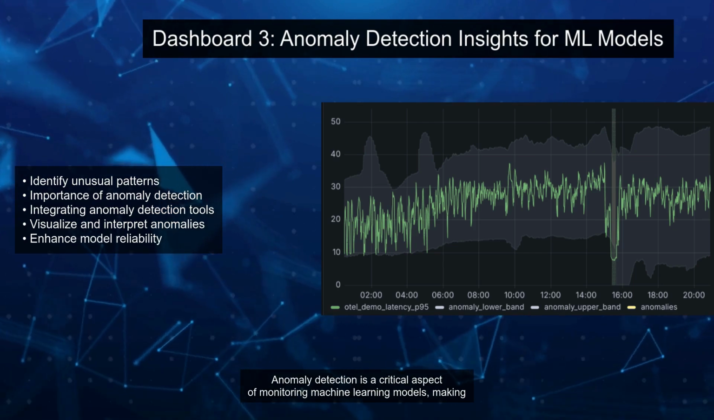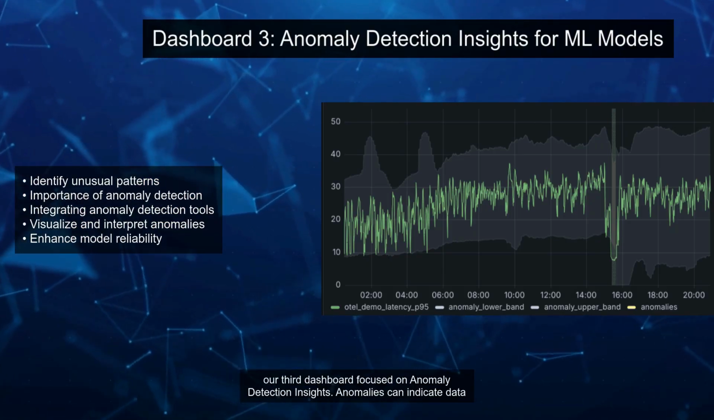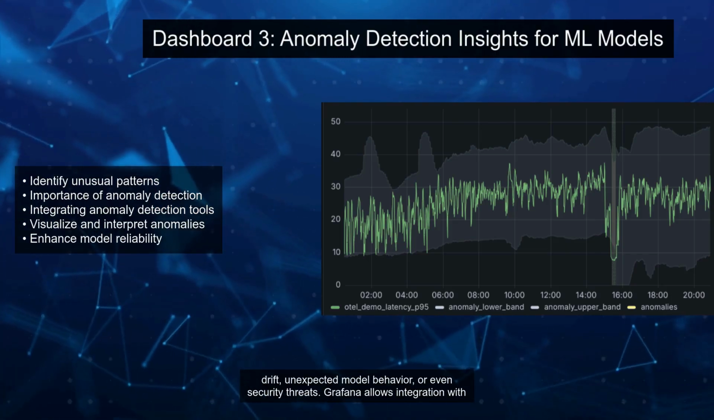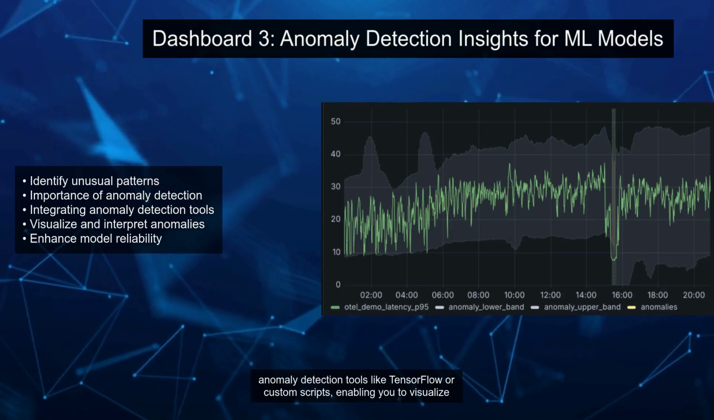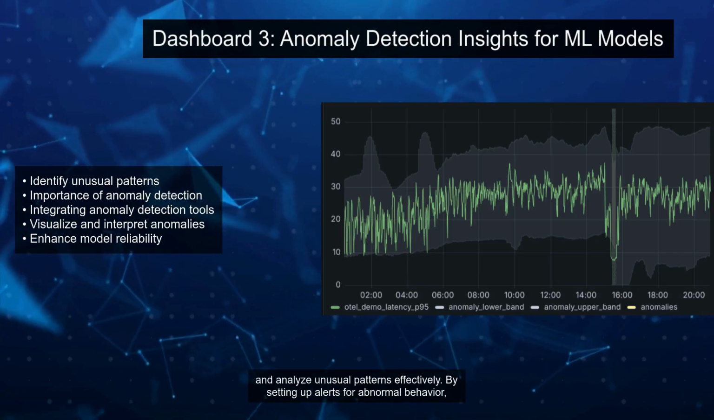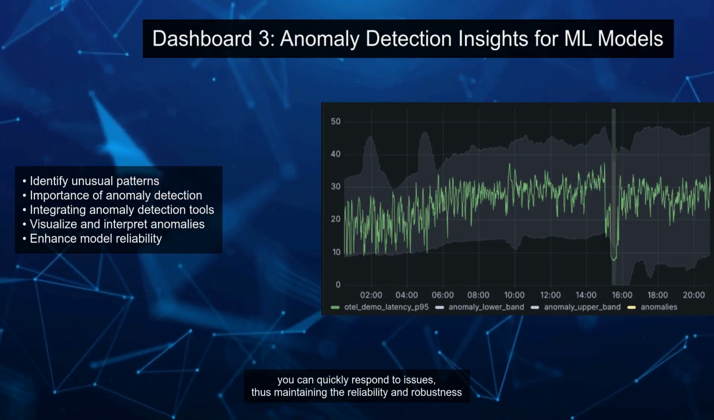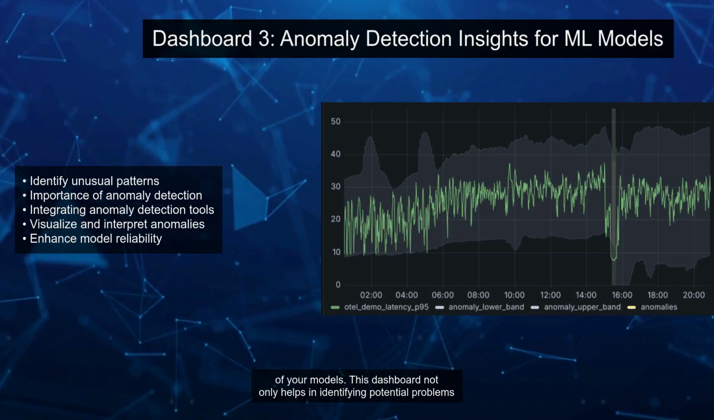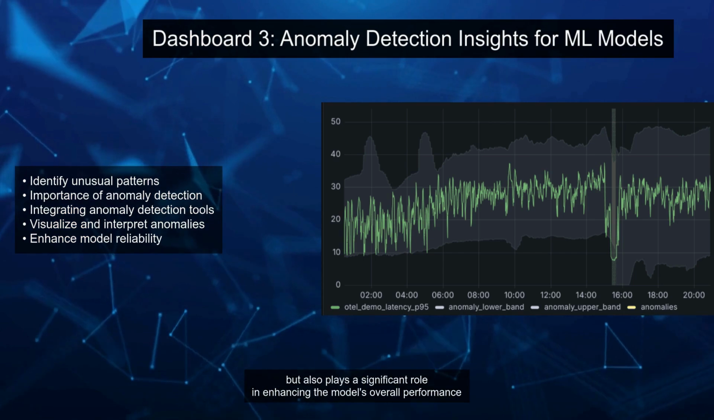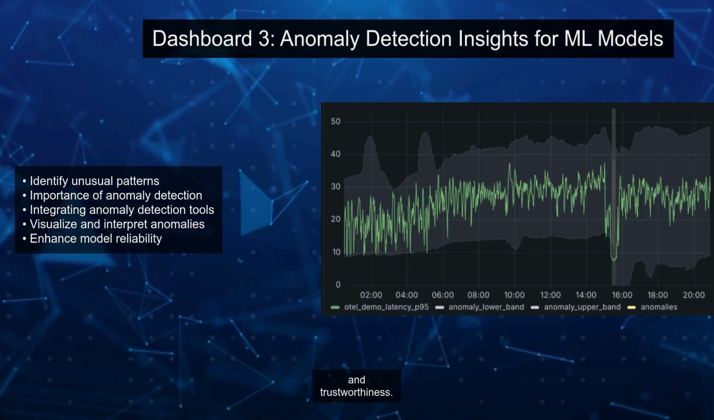Anomaly detection is a critical aspect of monitoring machine learning models, making our third dashboard focused on anomaly detection insights. Anomalies can indicate data drift, unexpected model behavior, or even security threats. Grafana allows integration with anomaly detection tools like TensorFlow or custom scripts, enabling you to visualize and analyze unusual patterns effectively. By setting up alerts for abnormal behavior, you can quickly respond to issues, thus maintaining the reliability and robustness of your models. This dashboard not only helps in identifying potential problems but also plays a significant role in enhancing the model's overall performance and trustworthiness.